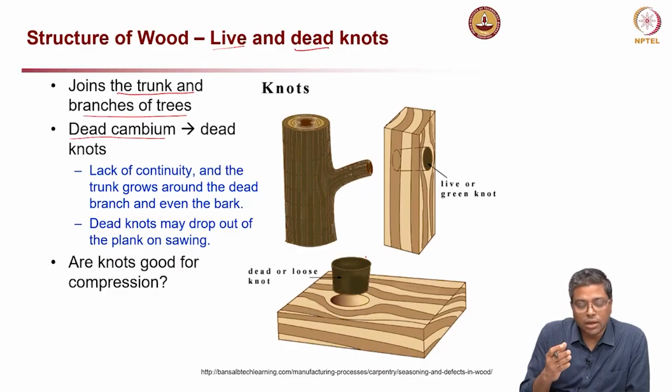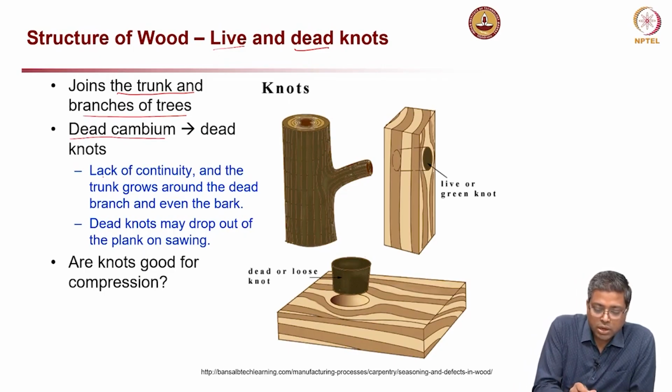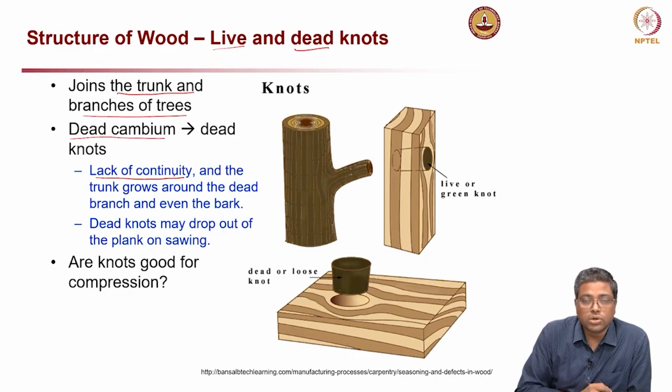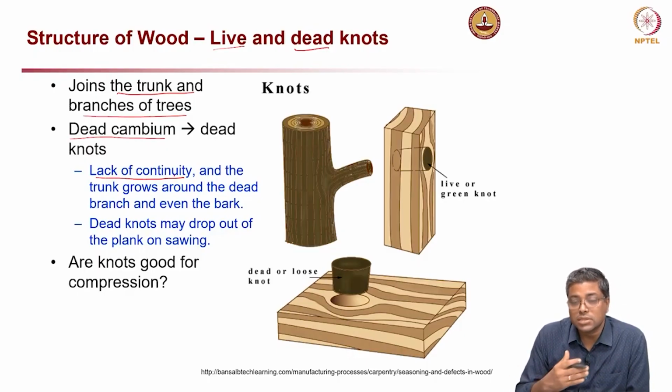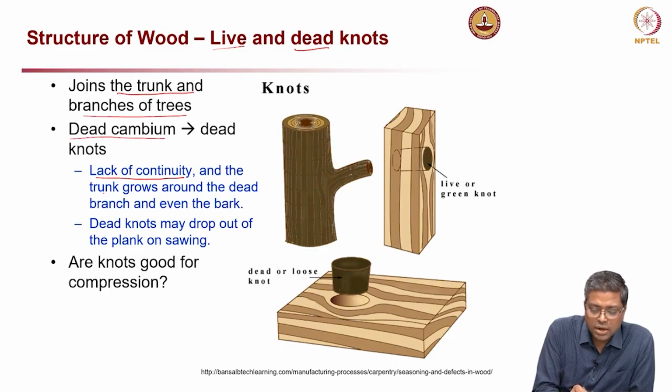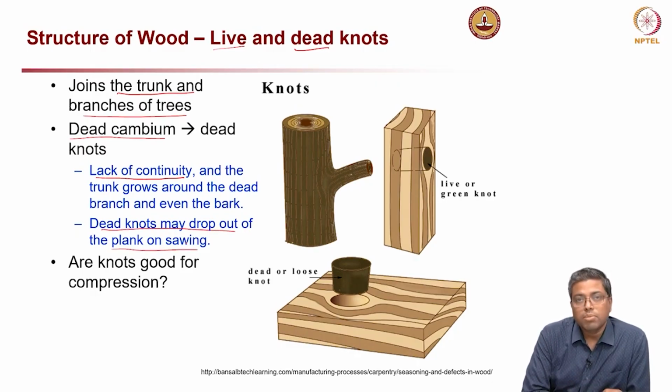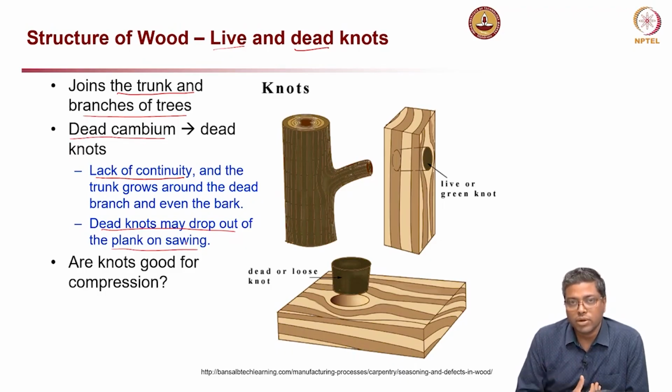So, if this thin layer of cambium gets dead, then the knots also get dead, because there is no further connection between them. Because of that there is a lack of continuity, so it also affects the stress transfer, etc. The trunk grows around the dead branch and even the bark. The dead knots may drop out of the plank on sawing, but there are also cases where it stays inside the wood and does not fall off. But the way you apply the loading might have an influence on the behavior.